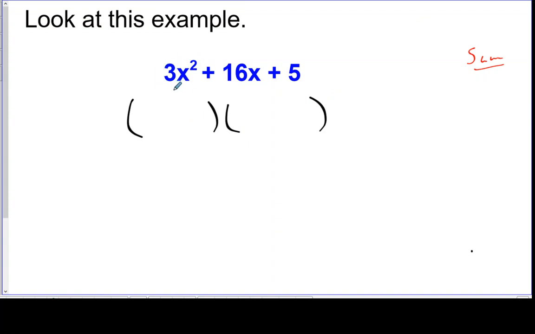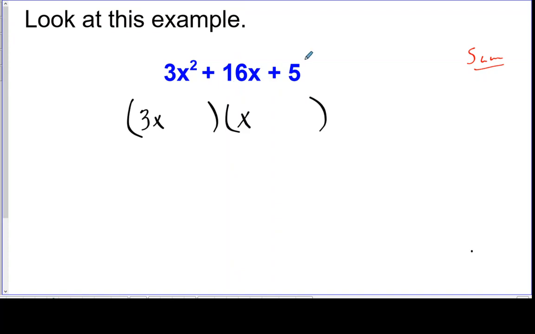Well, your first term is 3x squared. So your first term for each binomial is still going to be a factor times a factor that will give you 3x squared. So instead of x times x, I can now write 3x times x because that will give me 3x squared, right? And now for the last term, I want to think about factors of 5 that when we multiply, we will get a sum of 16x.